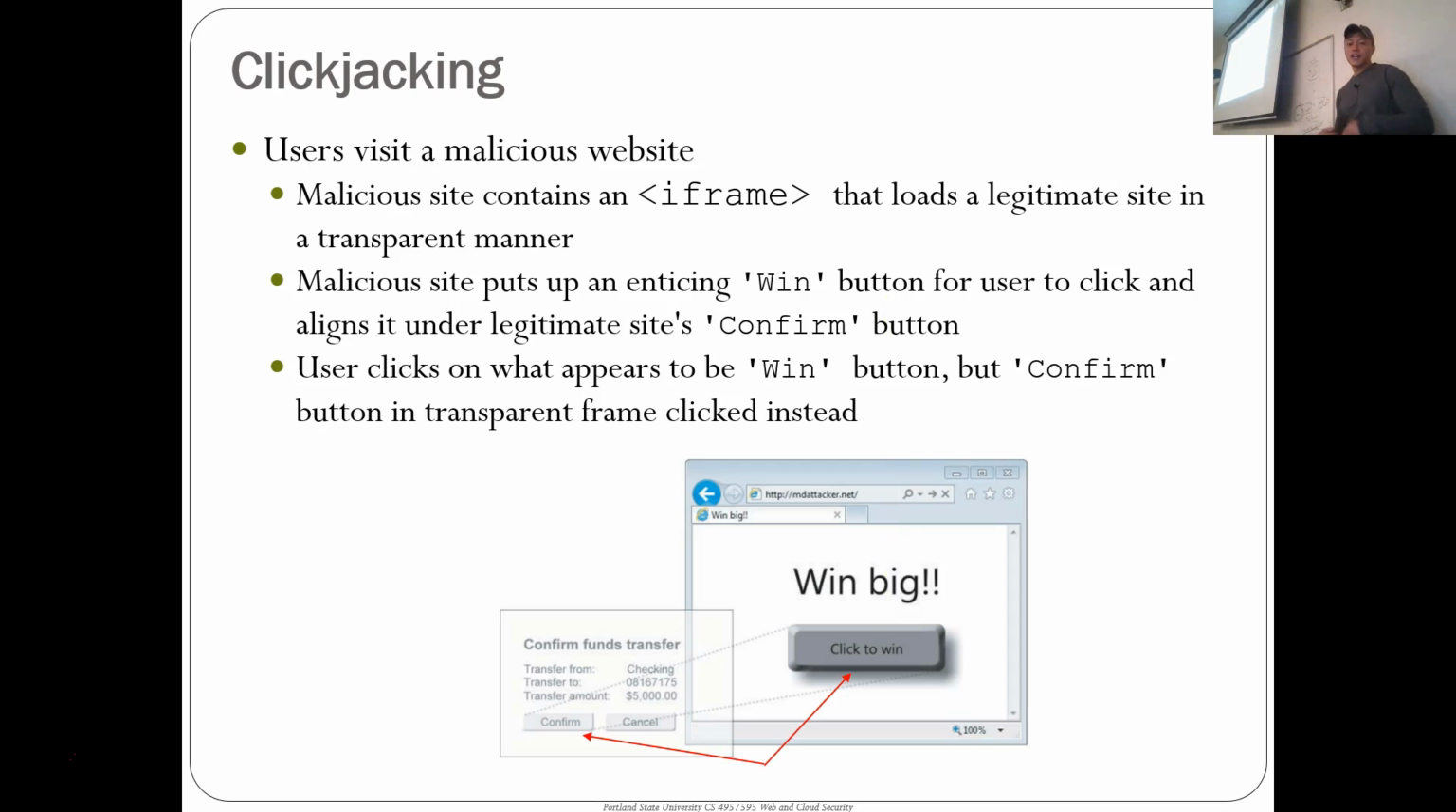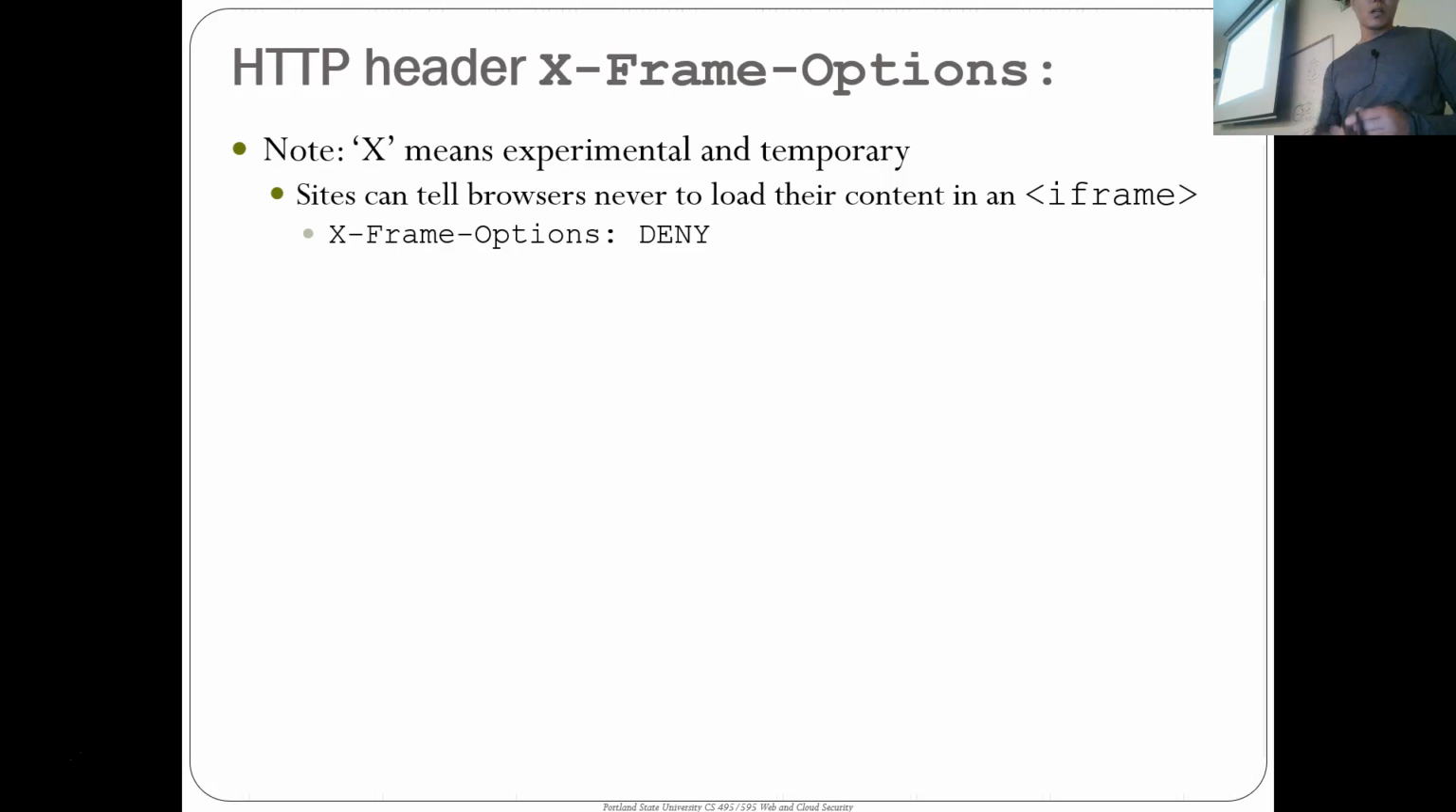And then the user clicks on what appears to be big winnings and ends up clicking on confirm this transfer instead. So that's ClickJacking in a nutshell. So how do we prevent this? Why is this not a big vulnerability anymore?